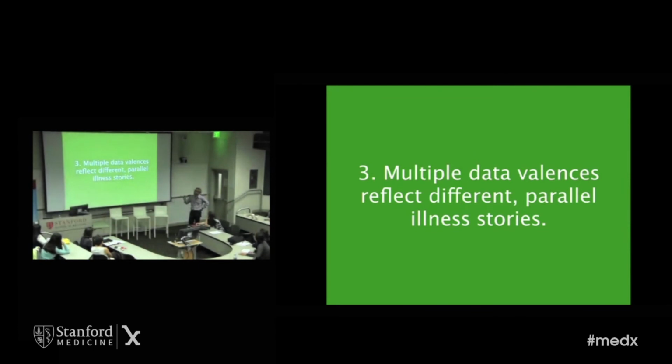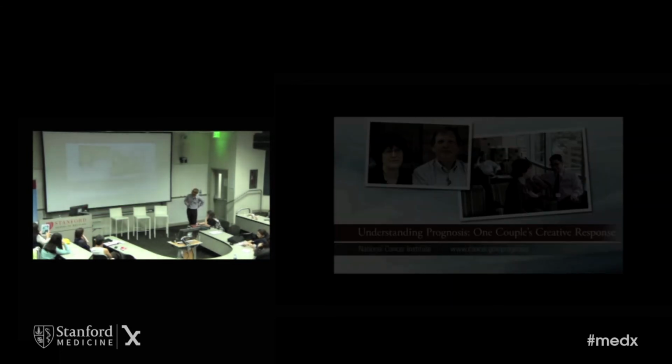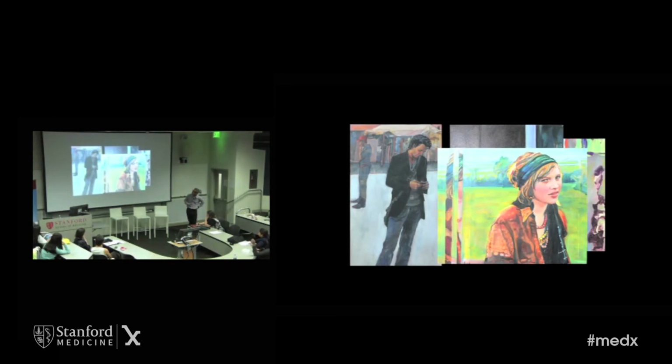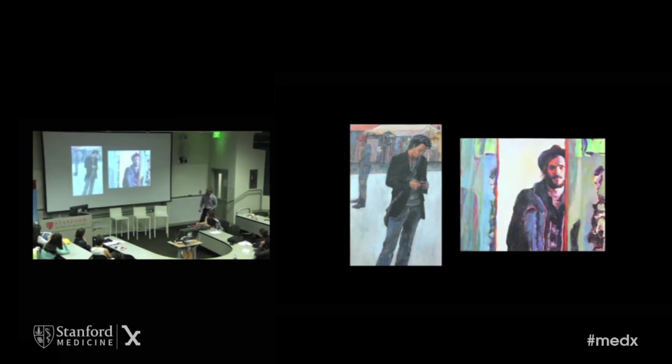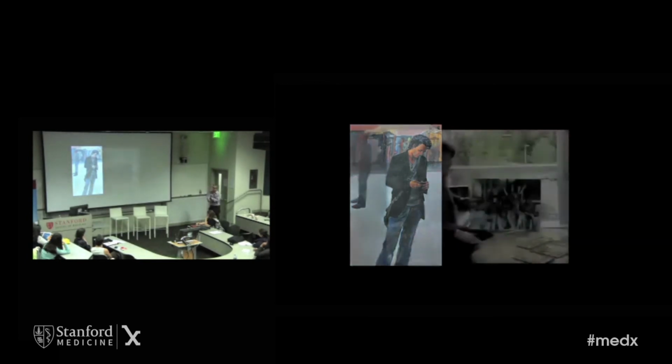Number three, multiple data valences reflect different and parallel illness stories. There is not one story. We are always dealing with a multiplicity of stories that overlay on top of each other. And when I go paint, I'm not sick. I don't feel sick. I'm creating something, and my mind is on my creation, not on being a sick person.